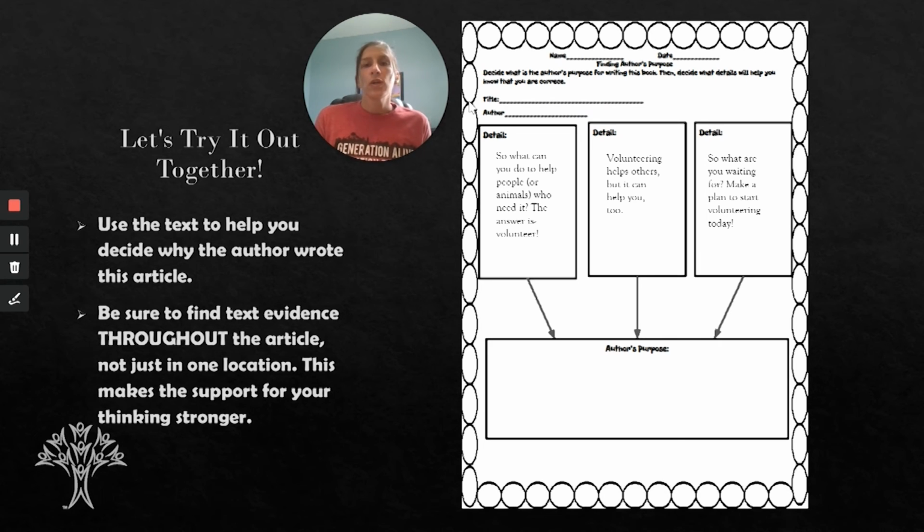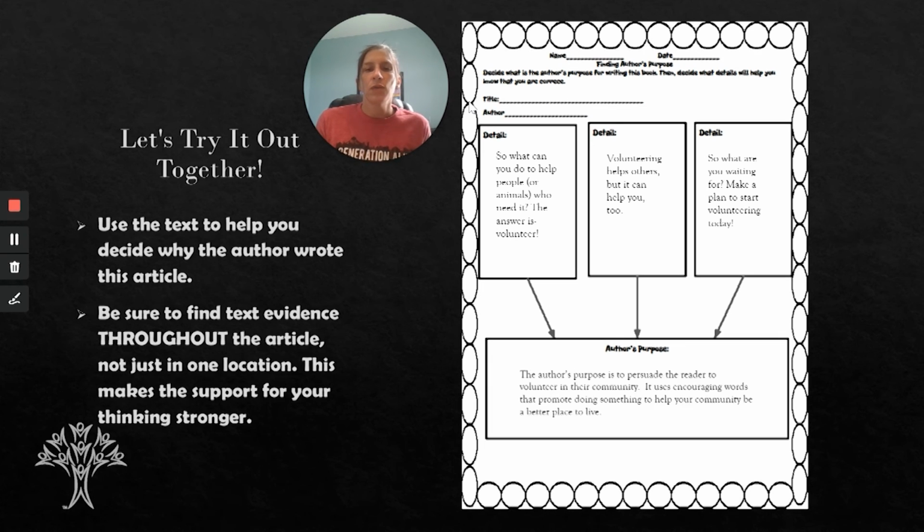And finally, so what are you waiting for? Make a plan to start volunteering today. They're asking for that call to action, do something about it. So that's really key in a persuasive text. So for our author's purpose, I said, the author's purpose is to persuade the reader to volunteer in their community. It uses encouraging words that promote doing something to help your community be a better place to live.